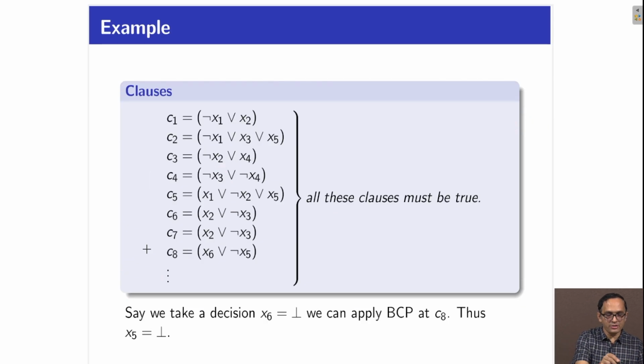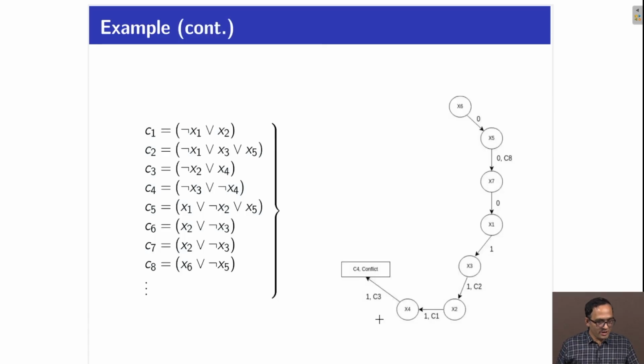Here I have 8 clauses, C1, C2 to C8, and I have variables from x1 to x6. I have 6 variables and 8 clauses, and I have to identify the values of x1 to x6 such that each of these clauses is true. That is the satisfiability problem. Again, there is no unit clause propagation possible at the start because there is no unit clause. So, I have these clauses and I want to solve with DPLL.